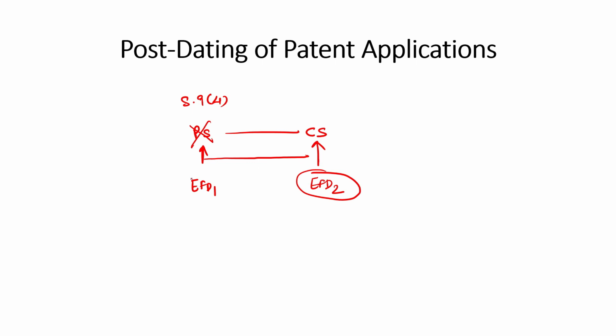So here your EFD1 is completely out of the picture, and maximum that you can post date under section 9.4 is 12 months, obviously, because you file a complete specification within 12 months of the provisional specification. So that is the maximum that you can go to. So here under section 9.4 you post date your patent application by a maximum of 12-month period. So this is your first step of post dating. Now if section 17.1 is also applied, that becomes a second step of post dating. Let us see how that operates.